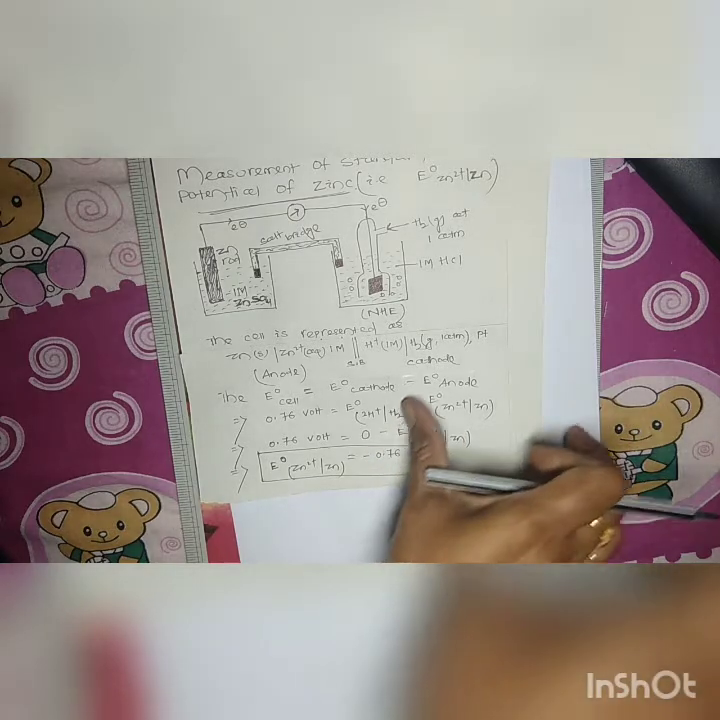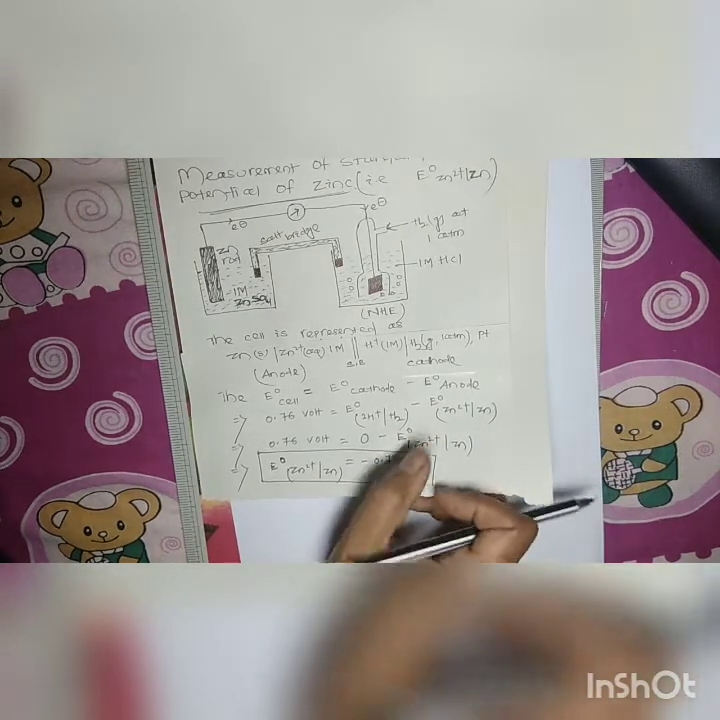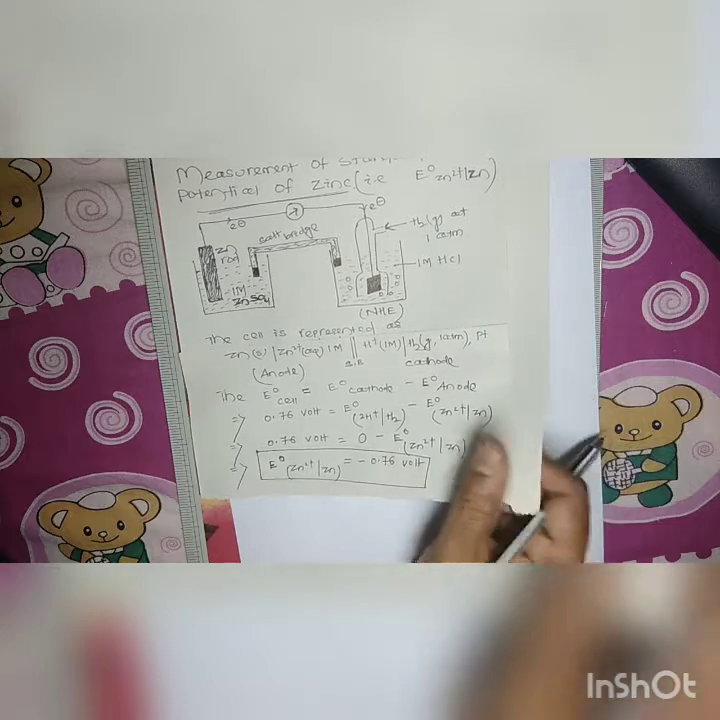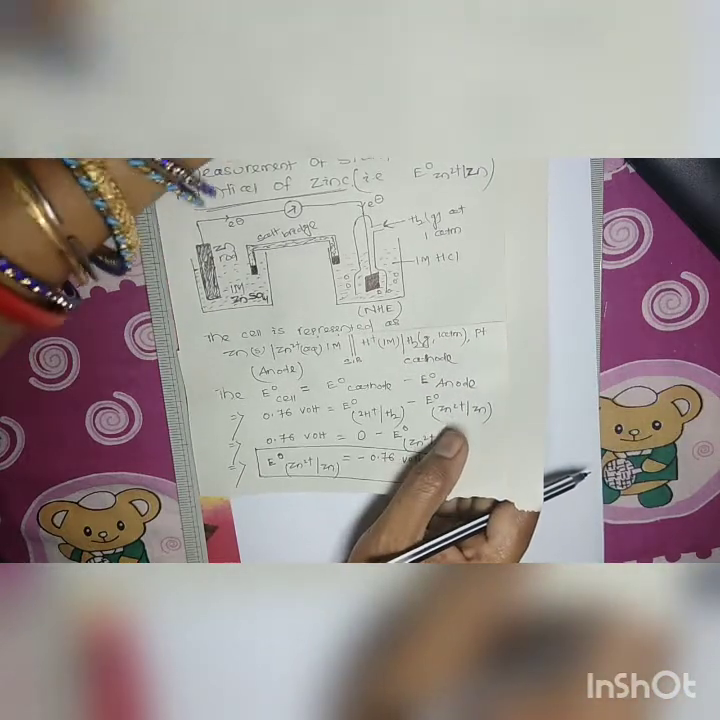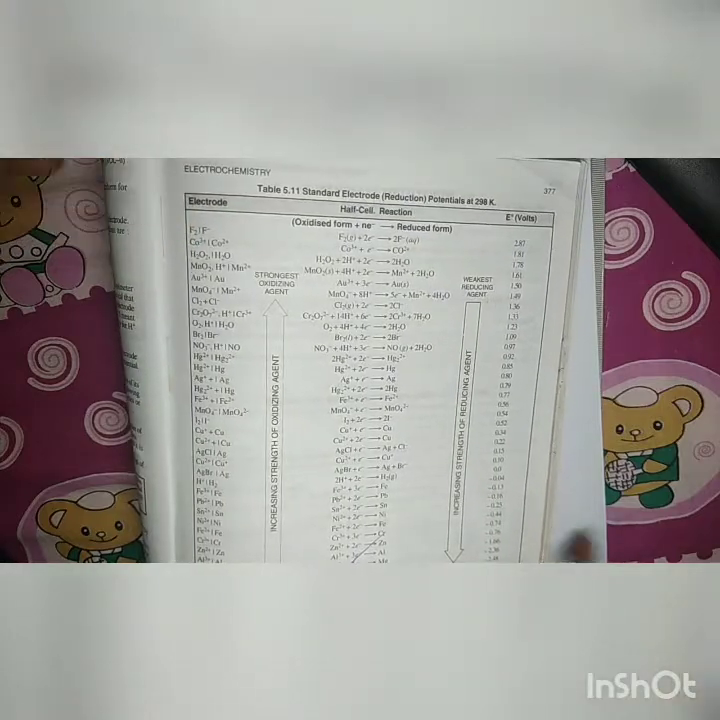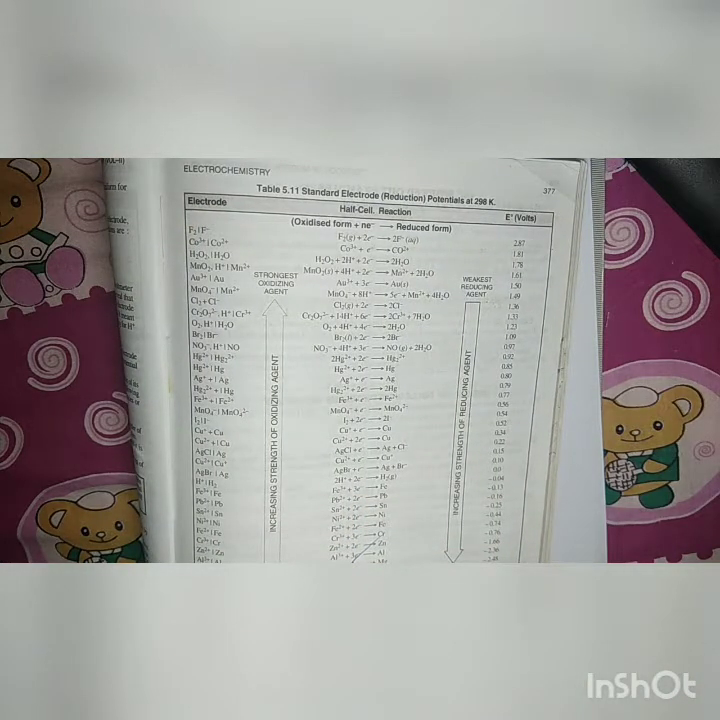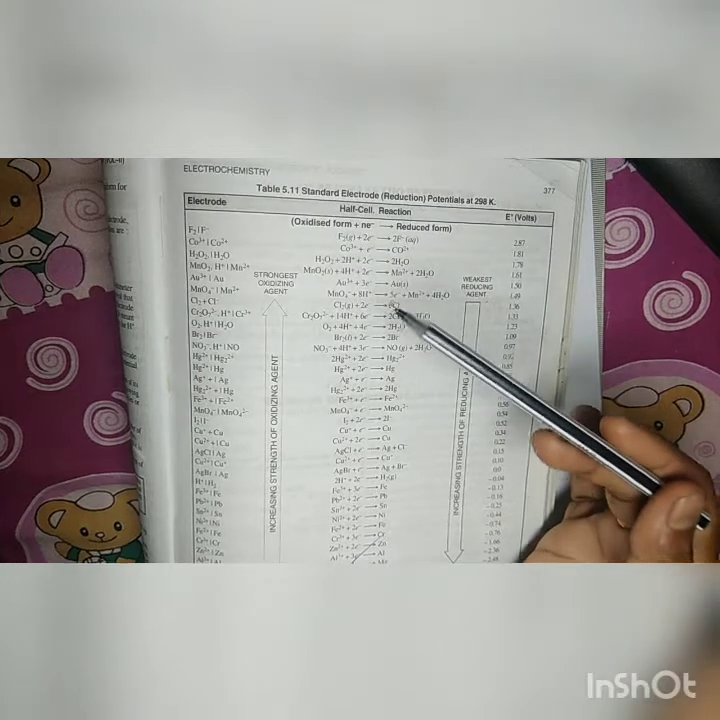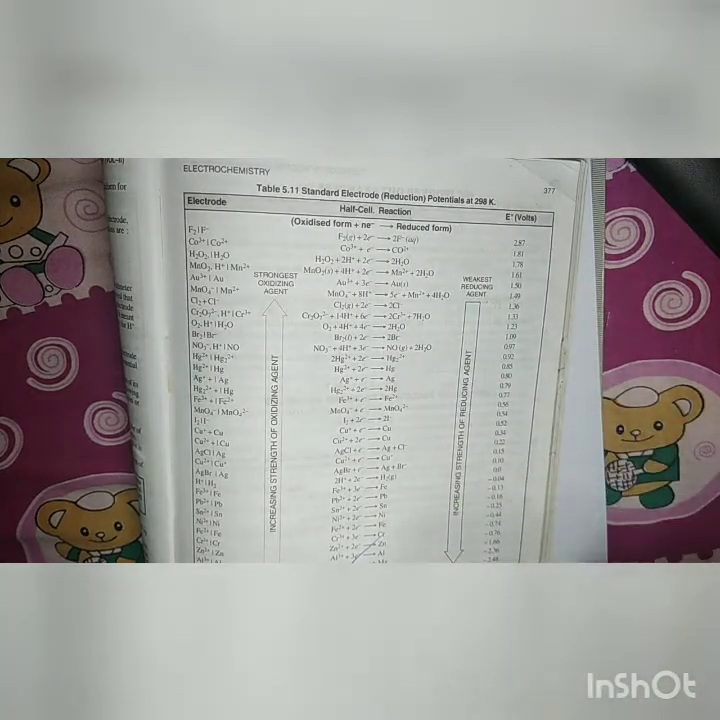This is what your syllabus takes for measurement of standard reduction potential of zinc as well as copper. Now the very next area with reference to the syllabus is the Electrochemical Series. This is what in 10th standard you have already gone through, that is known as Electrochemical Series.